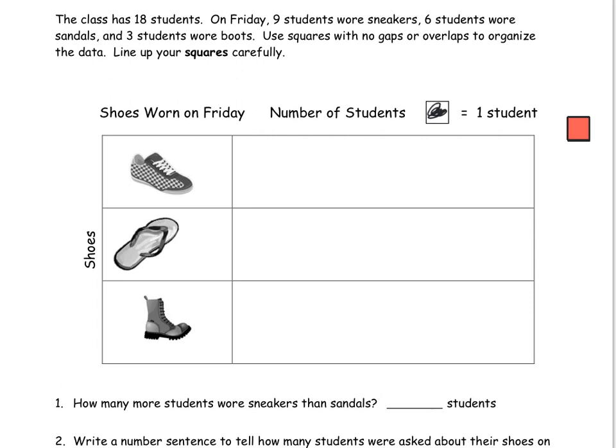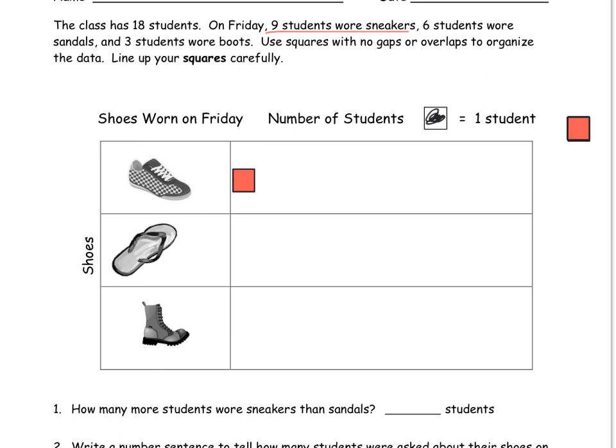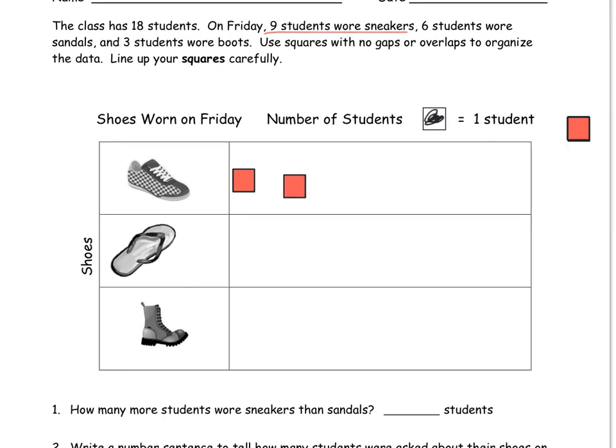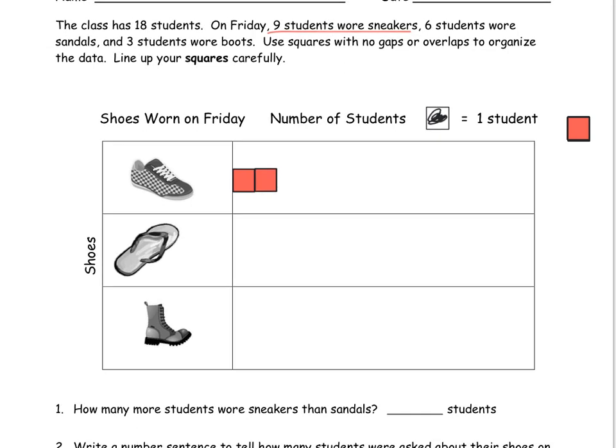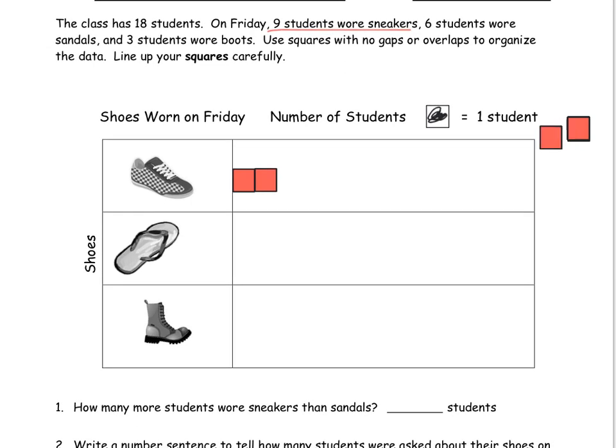And I see that I have 9 students wore sneakers. So I'm going to slide 9 boxes over, and I'm going to put it right on this line here, but I have to remember that there's no gaps or overlaps in this. And I'm going to slide my paper back to get it right there. So there's my 9 boxes to represent my 9 students who wore sneakers, because 1 box equals 1 student, and I see that in my key.